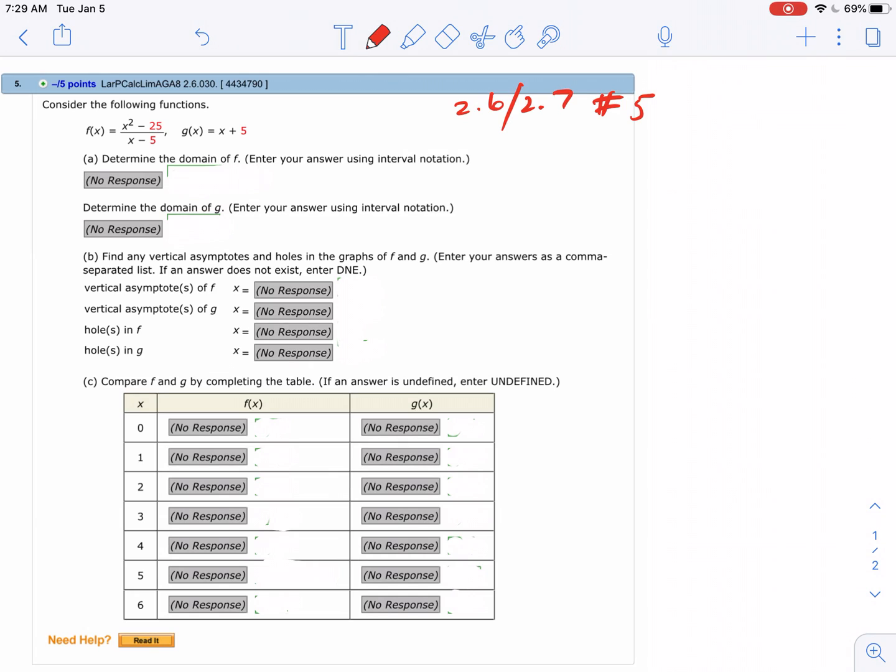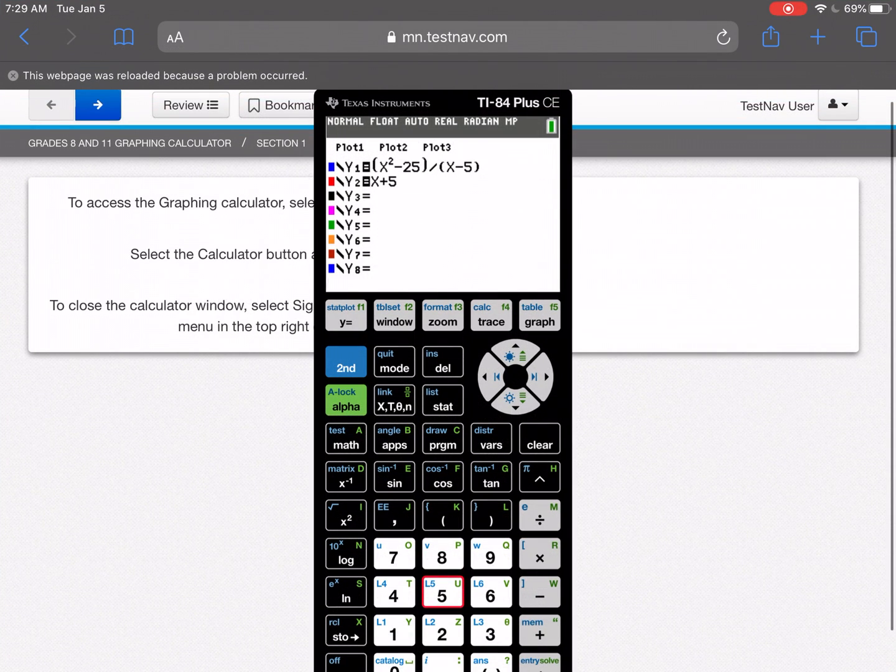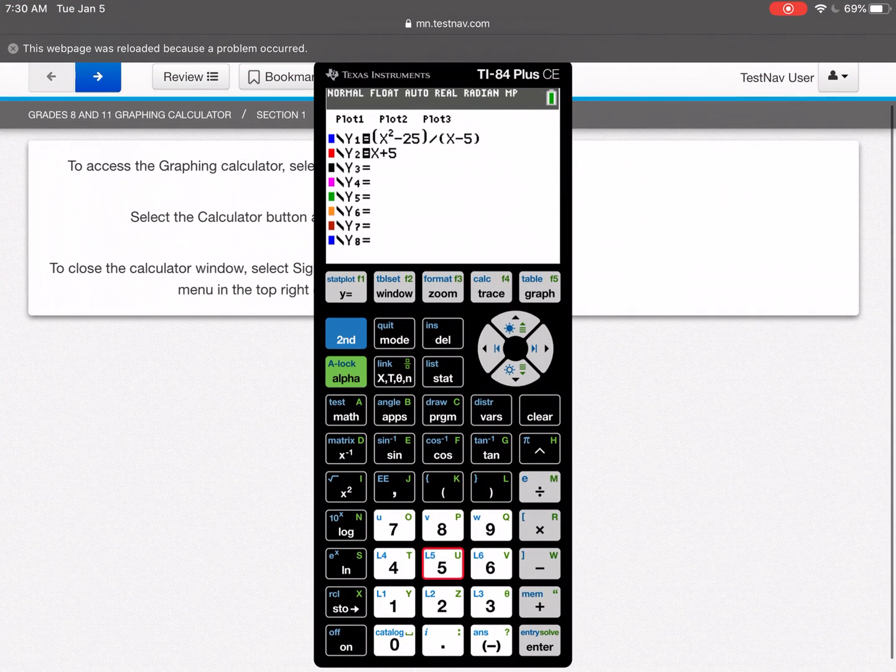2.6, 2.7, number 5, they give us a function f and a function g. So we should type those into the calculator. Remember on function f, there are two things on top and two things on the bottom, so you have to put those in parentheses before you divide them, and the x plus 5.